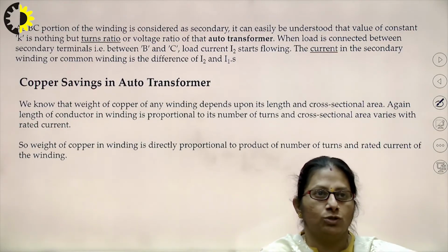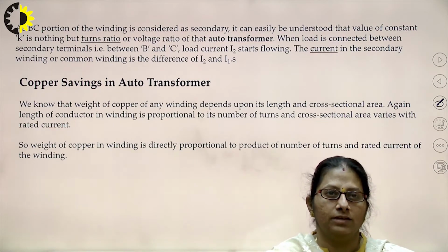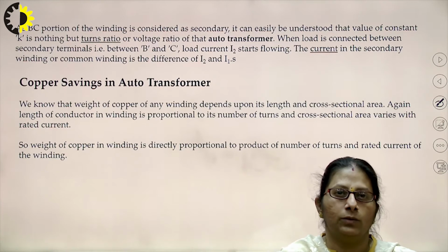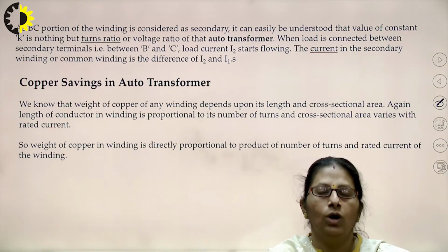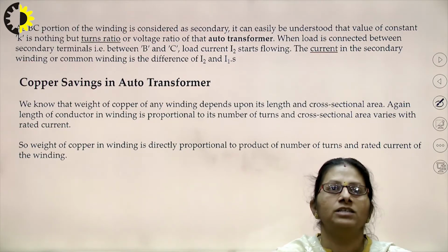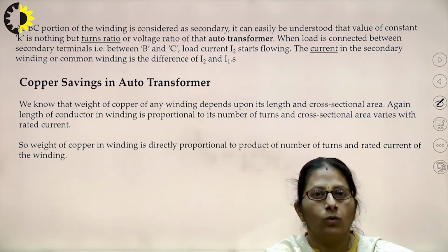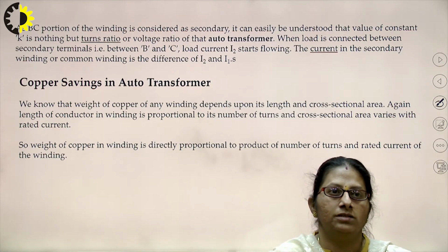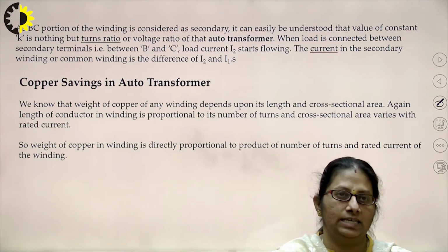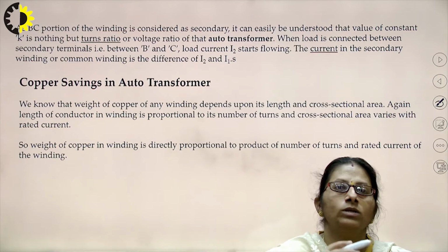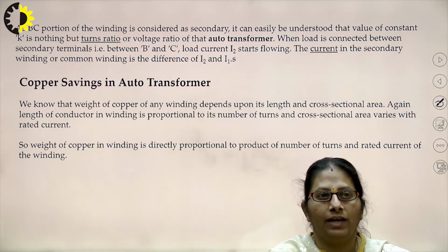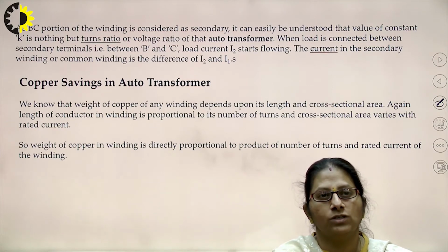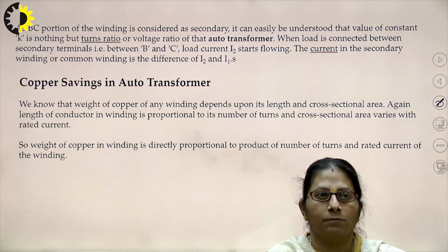As the BC portion of the winding is considered as secondary, it can easily be understood that the value of the constant K is nothing but the turns ratio or the voltage ratio or the transformation ratio of that auto transformer. When the load is connected between the secondary terminals, that means between B and C, then obviously the load current I2 starts flowing. The current in the common winding is the difference of I2 and I1, as such.